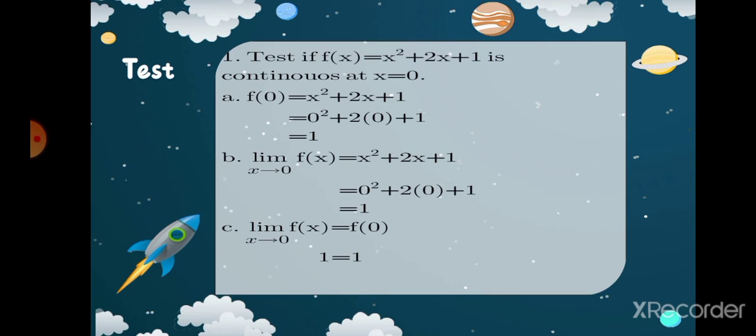In number 3, let's find out if the limit of f of x where x approaches 0 is equal to f of c. The value of the limit of f of x as x approaches 0 is 1, and the value of f of c, or f of 0, is 1. Therefore, the function x squared plus 2x plus 1 is continuous at x equals 0.